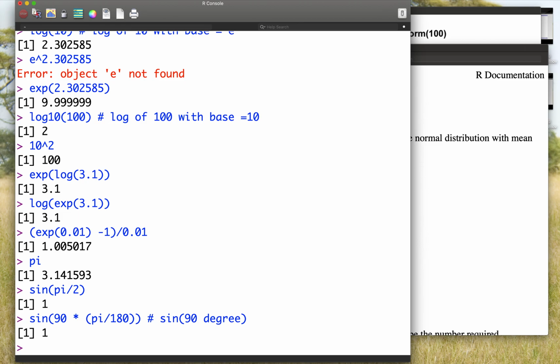Cosine and tangent work in the same way. You can see the slides. Arcsine, arccosine, arctangent, and hypercosine, hypersine. So those functions are also available, as you can see in the slides. We don't use those functions often in this statistics class.